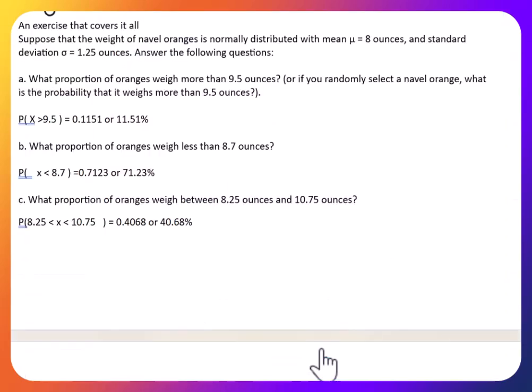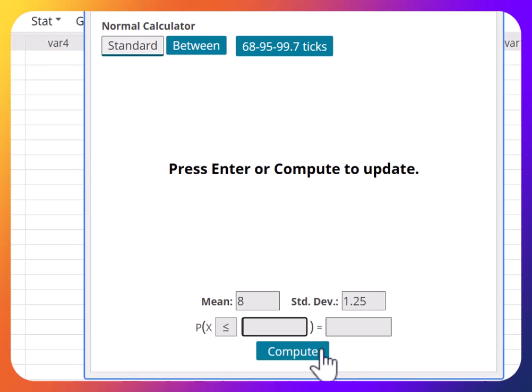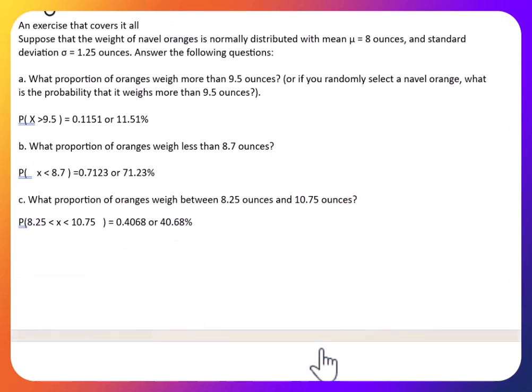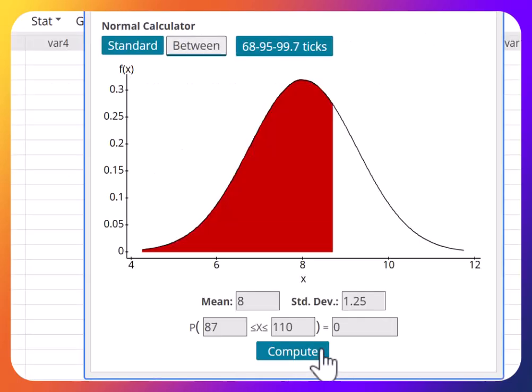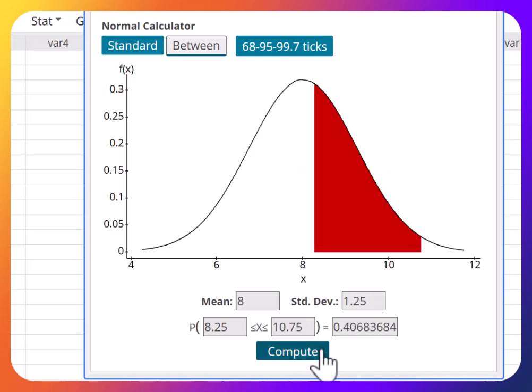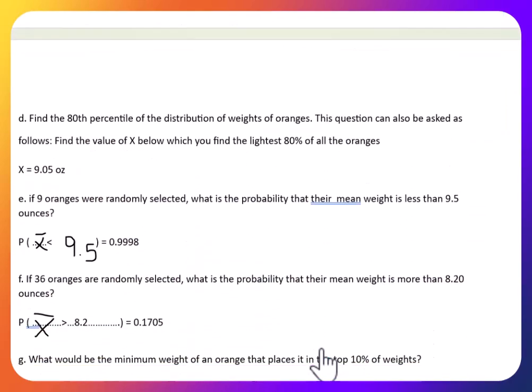Next question. What proportion of oranges weigh less than 8.7 ounces? So we want the probability of x less than 8.7. Change that to less than, 8.7, compute: 0.7123. Next question. What proportion of oranges weigh between 8.25 and 10.75? So we need between now, 8.25 and 10.75. Compute: 0.4068. And that's the answer, and this is how you write it down.